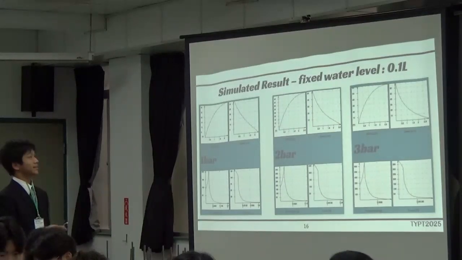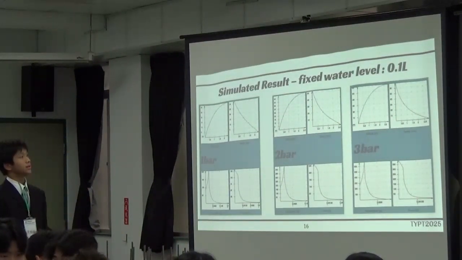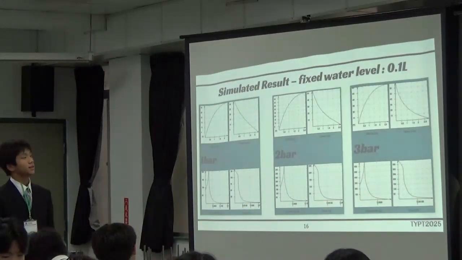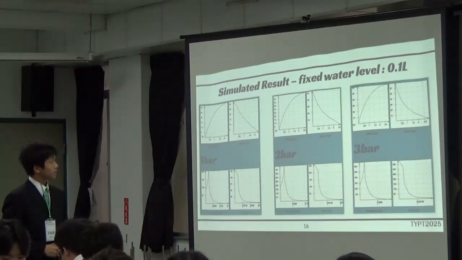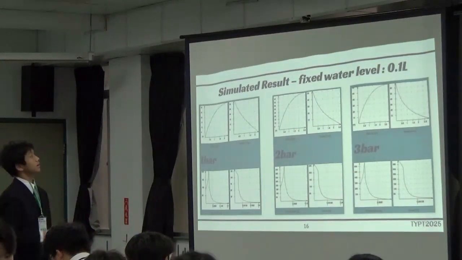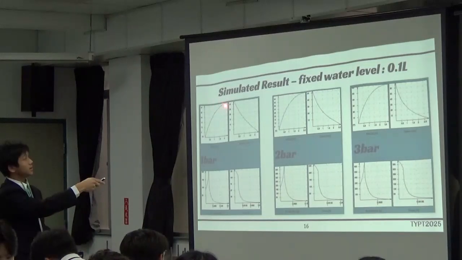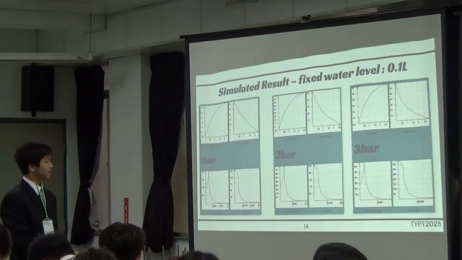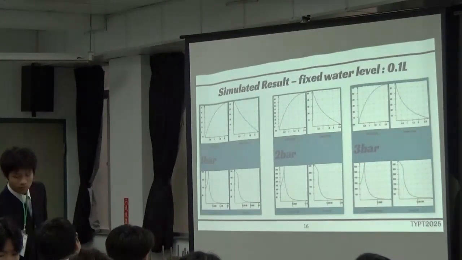But these are the simulated results for this. I used the experiment data I listed in the experimental setup to monitor this. For the simulated result, you can see that when the pressure is getting higher, the highest velocity they can reach is also higher, but the time of the peak acceleration doesn't change much.